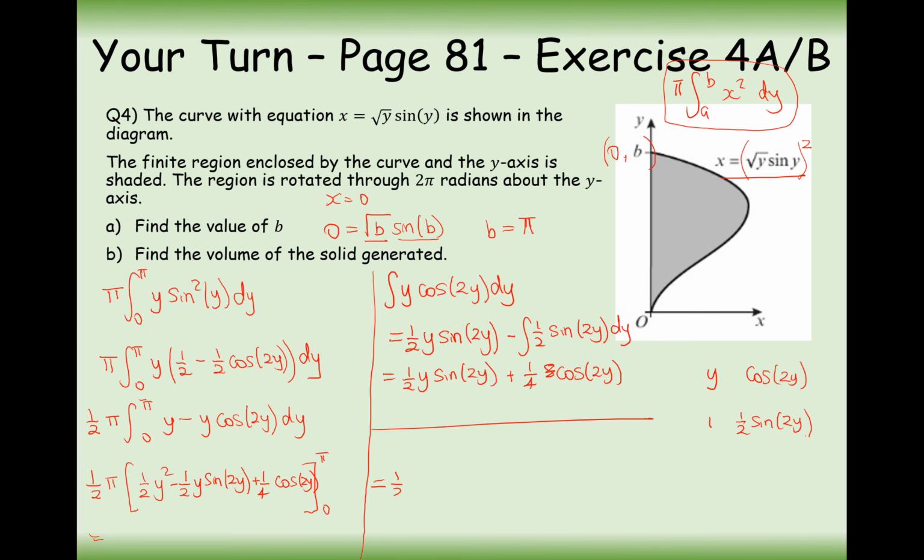So it's going to be half pi, and then putting pi into that, that would be a half pi squared. And putting pi into this, that would be 0. Putting pi into this, cos 2 pi is equal to 1, so that would be plus a quarter. And then putting 0 in, that would be 0. Putting 0 in, that would be 0. Putting 0 in, that would be minus a quarter. And then simplifying all of that, the quarters will cancel out. So it would be 1/4 pi cubed as the answer to this question here. That's the answer to the question from page 81, question 4.